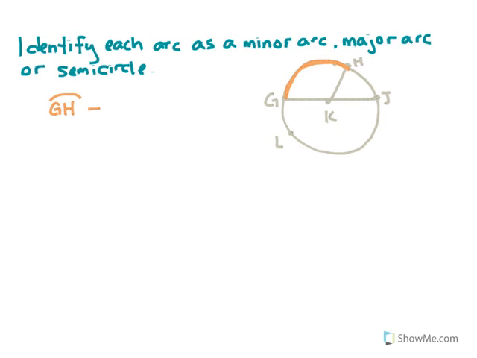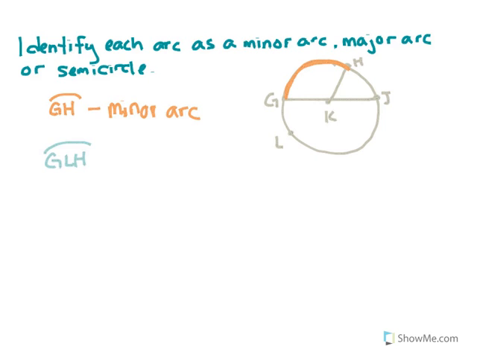Now I'm going to call this a minor arc because I know that it's smaller than a semicircle, and a semicircle would be exactly 180 degrees. So that is a minor arc. The next one is going to be arc GLH.